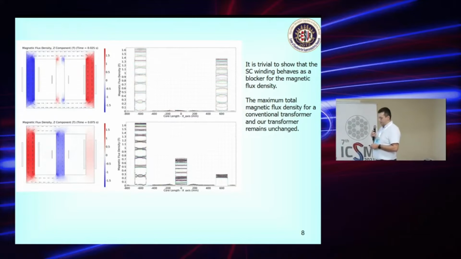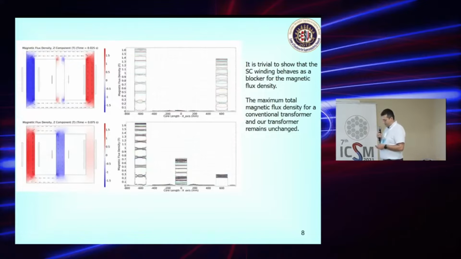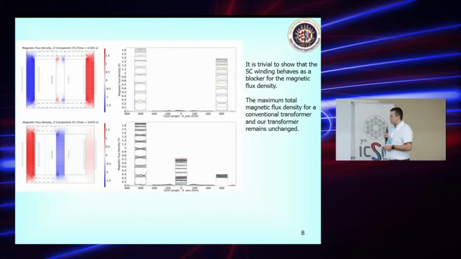When we compare the magnitude of the total magnetic flux density, they are almost the same here. But the difference is here, this is after the quench. After the quench, the superconductor is not a superconductor, and the magnetic flux is flowing through this block. And on the secondary side, as you see, there is very, very little magnetic flux density.